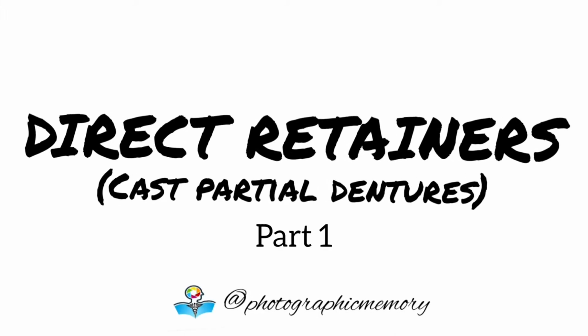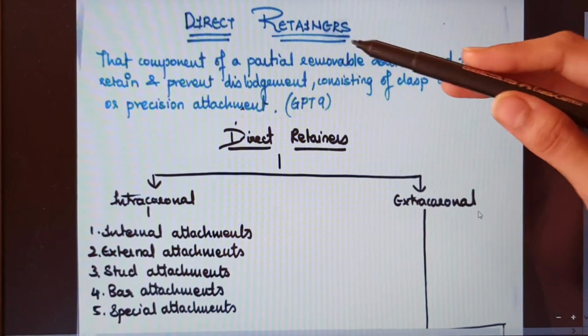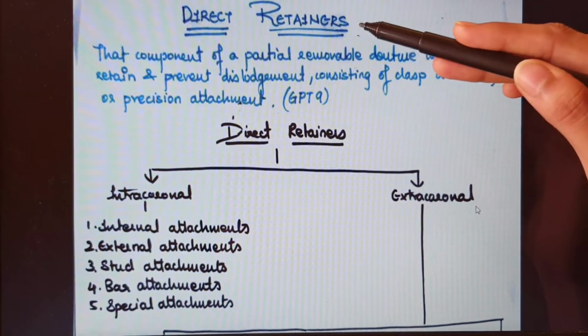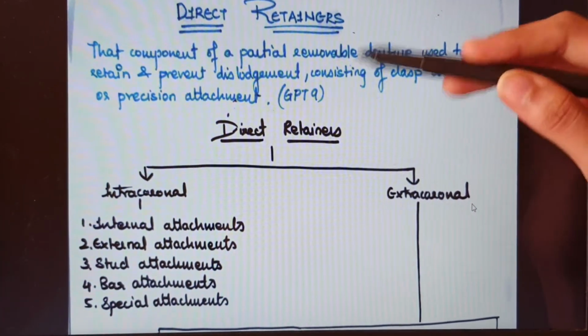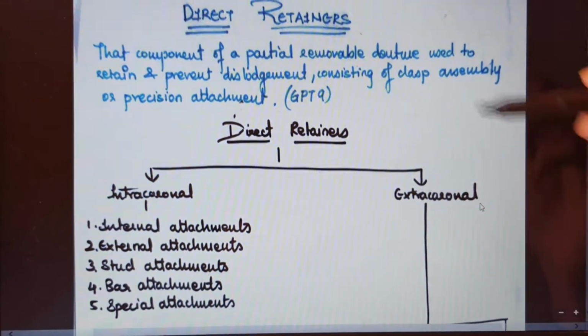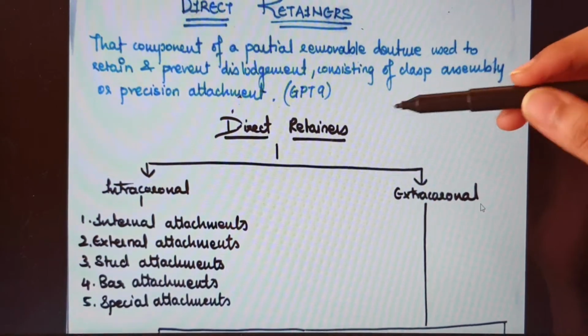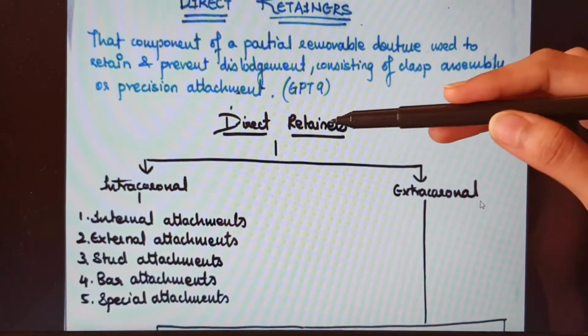Today's video is about direct retainers. Now, direct retainers is a component of a partial removable denture which is used to retain and prevent the dislodgement, and consists of a clasp assembly or a precision attachment. Now, this is a part of a removable partial denture or a cast partial denture.